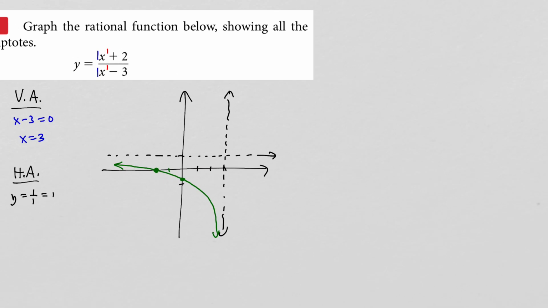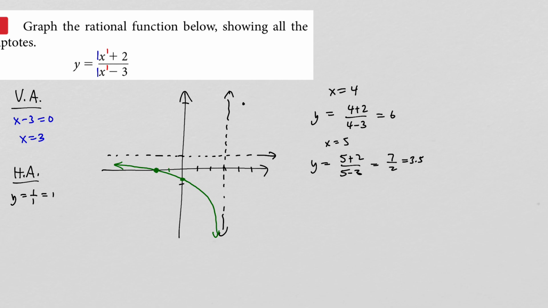So now to get the graph on the other side, all I need to do is plug in a few values. So for example, let's go ahead and plug in x equals 4. Y is going to be 4 plus 2 over 4 minus 3, which is 6. So x equals 4 gives us y equals 6. That's up here. And let's plug in x equals 5. If we plug in 5, we're going to get 5 plus 2 divided by 5 minus 3. This is 7 over 2, which is 3.5. So when I plug in 5, we're getting 3.5. So just from those 2 points alone, I get the idea that on this side, the graph is going like this.